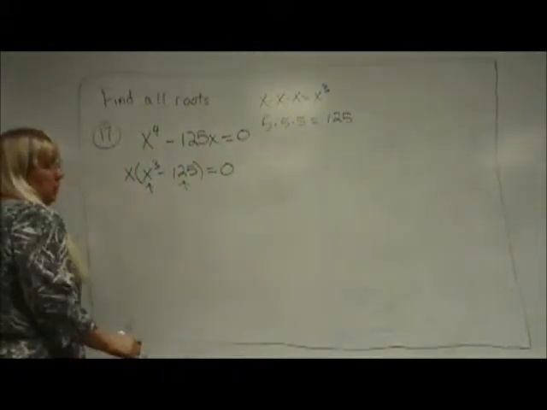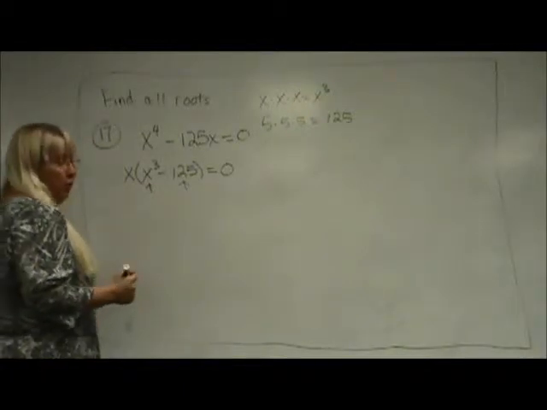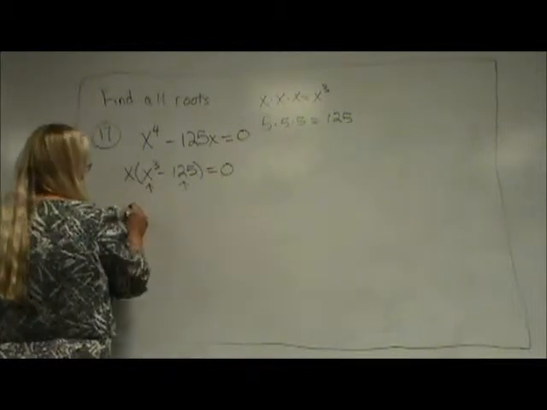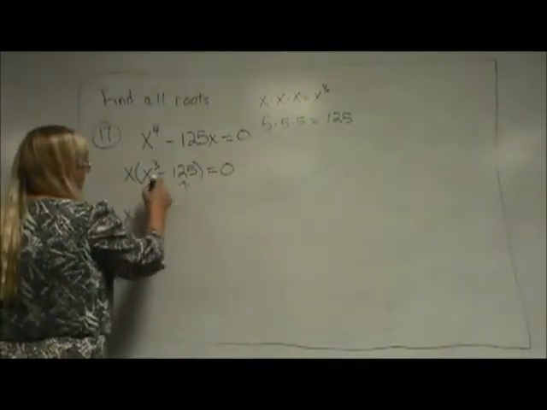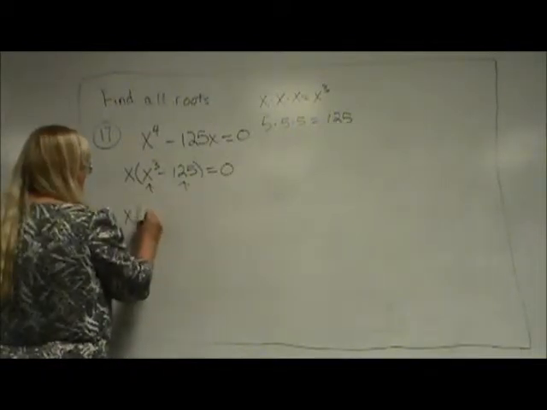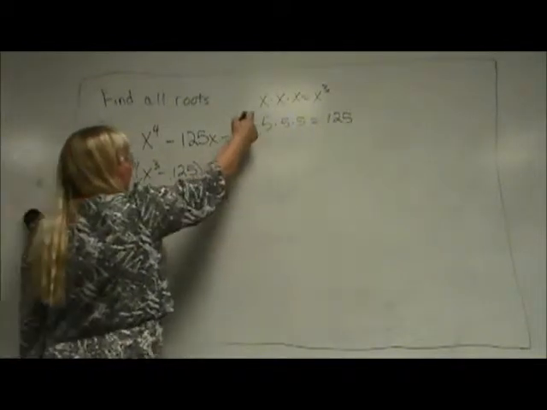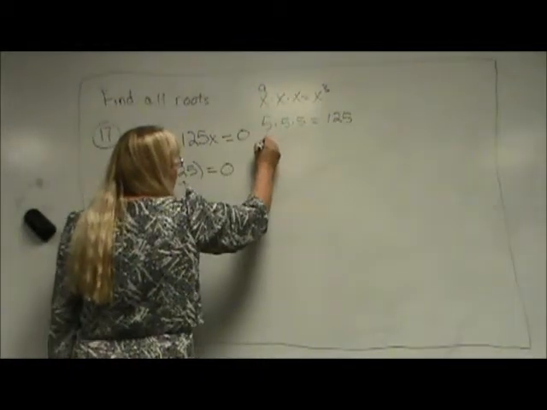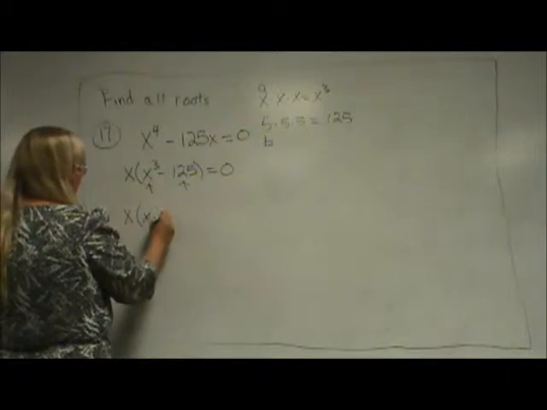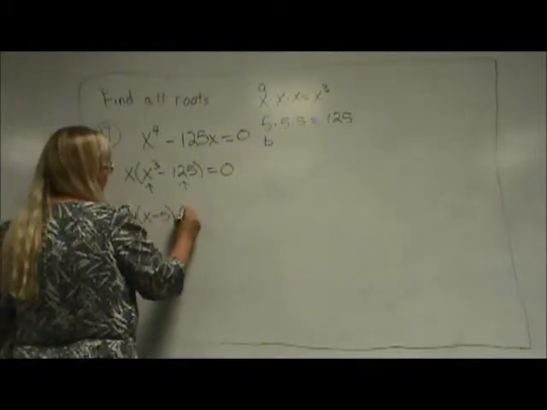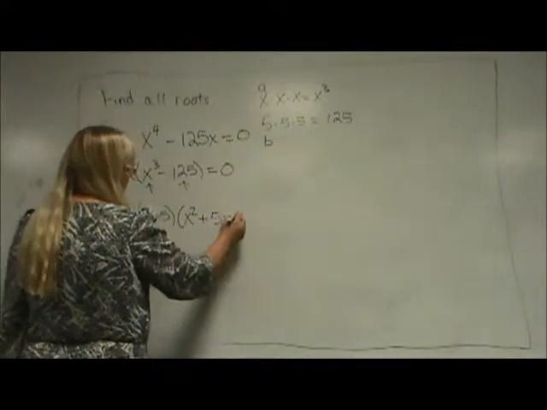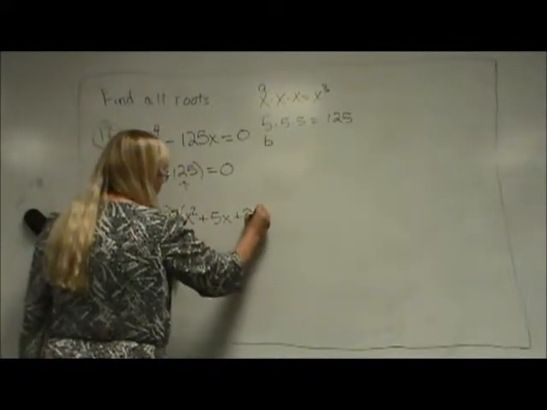On page 104 in the Accelerated Geometry book, it gives you the formula to break this down. Because this is negative, in the book it has the positive, but you just switch the signs. So this is now our A, and this is now our B. So I'm going to have x minus 5 times x squared plus 5x plus 25.